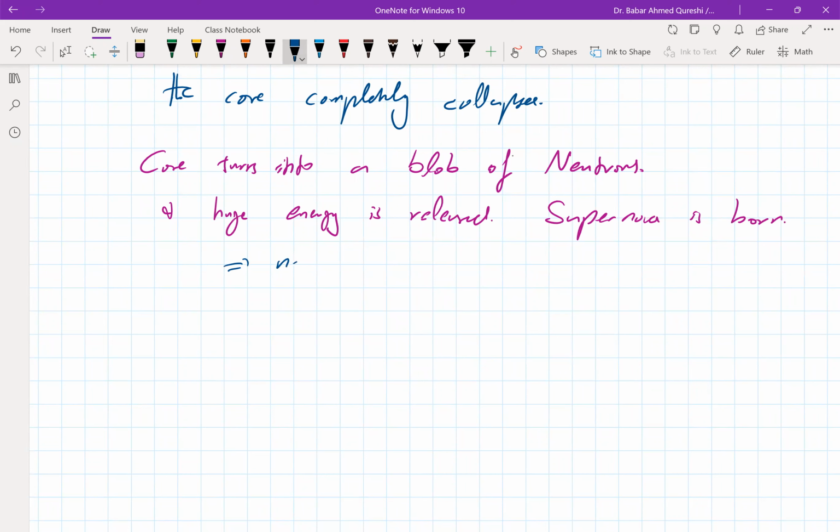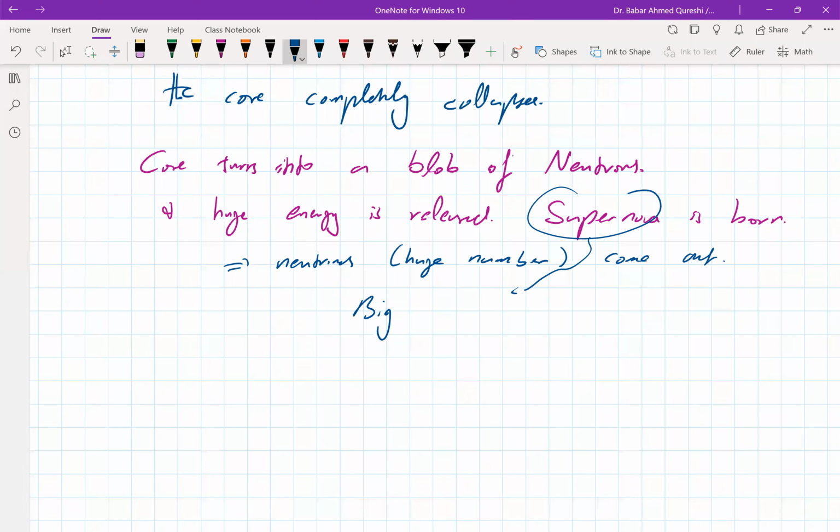And neutrinos in huge number come out. The supernova is like a big explosion. So big stars die big, in an explosion, while small stars, they just fade away.